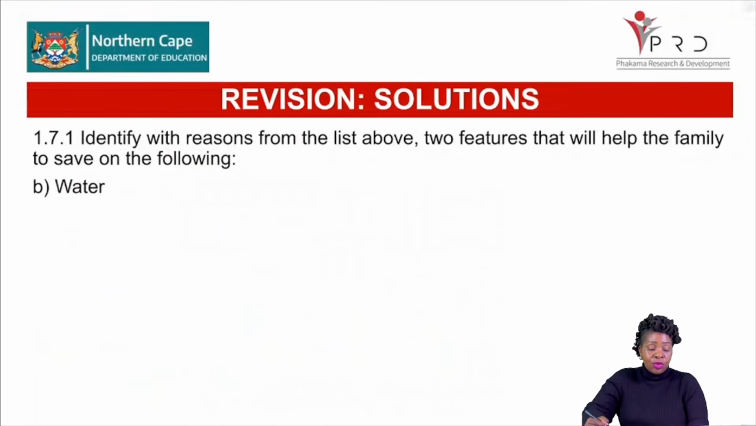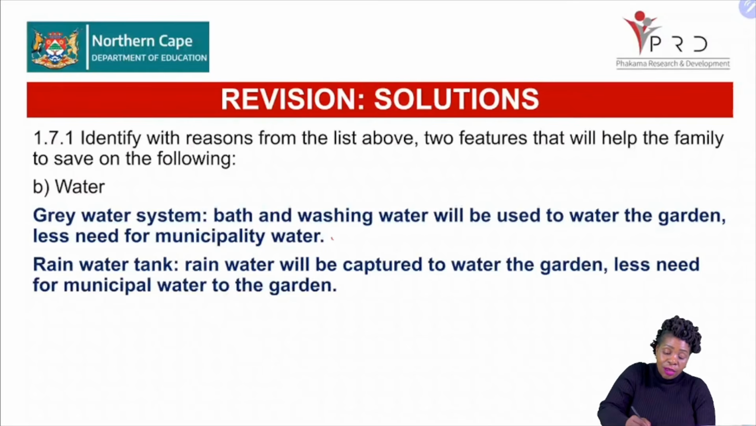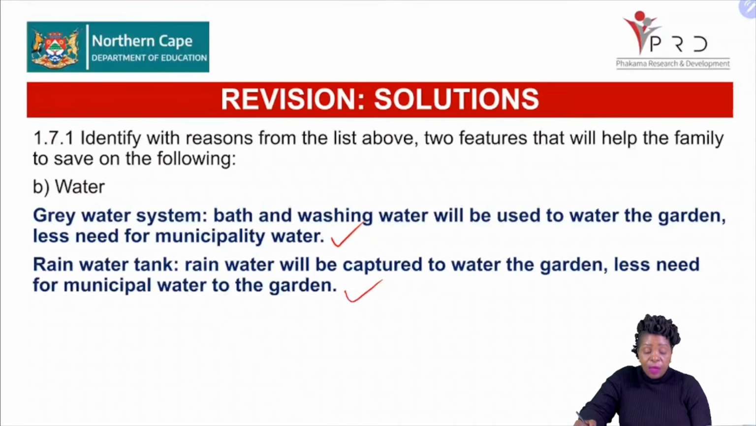And then we go on to the B part of the question, which is water. So grey water system, we heard that there is a grey water system, that is bath and washing water will be used to water the garden. That means there is less need for what? For the water from the municipality. And then there is also a rainwater tank, which means rainwater will be captured to water the garden. There is also less need for what? For municipal water for the garden.